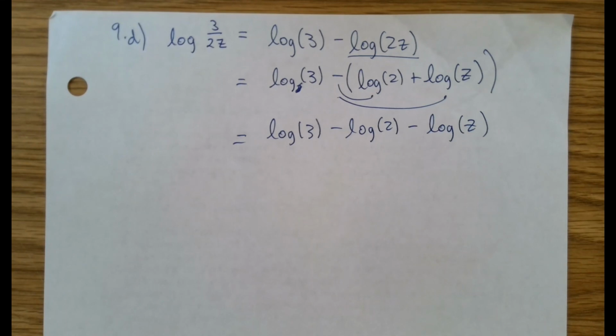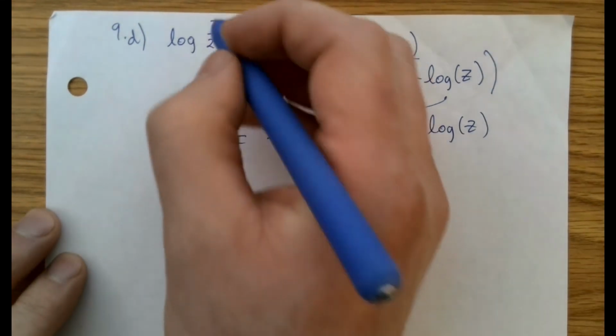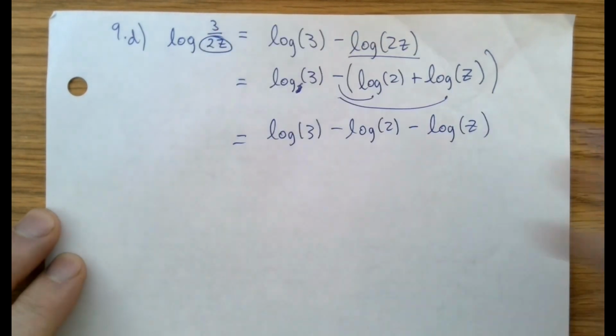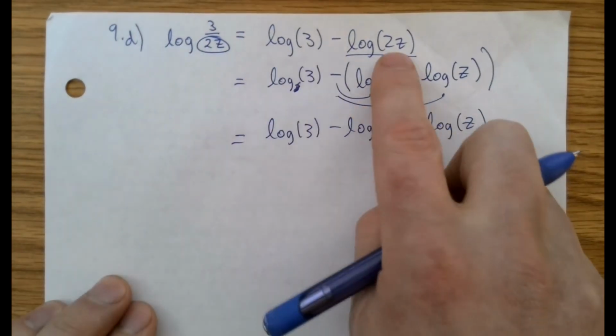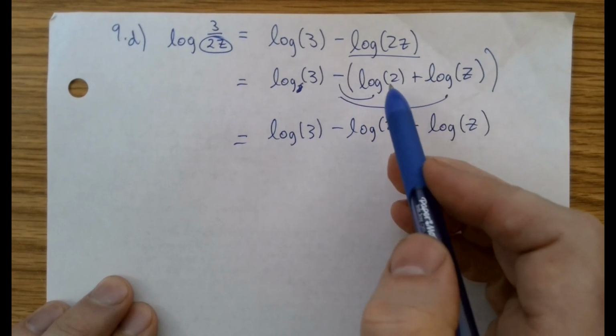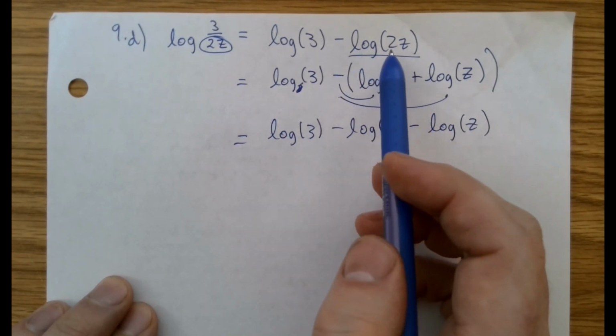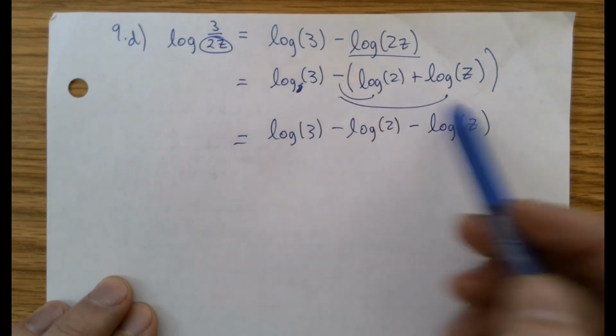That's an easy place to make a mistake, so watch for that. If you have a product in the denominator, that's this piece, when you apply the quotient rule and then apply the product rule, you need to be very careful that you apply that negative to both pieces.